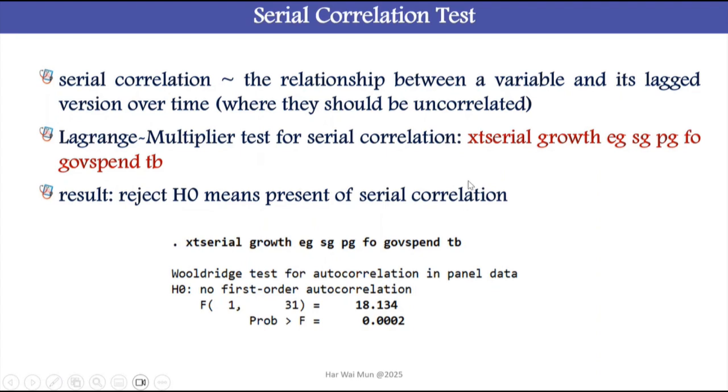The command is xtserial. Again, I'm not sure whether some are already pre-installed; some do not have this command. If you don't have it, you just type ssc install xtserial and press enter first. Let it install first, then only you type this command. The first one is the command. The subsequent one is your equation: growth as the dependent variable and then the control variables.